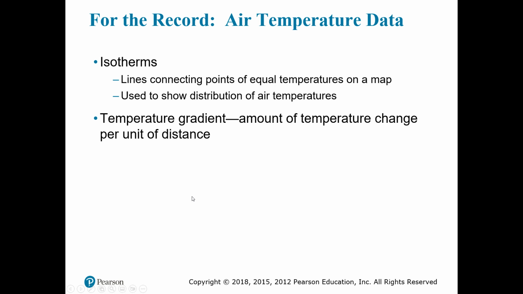An isotherm is a line on a map that connects all the different locations that have the same temperature. So we'll see in the next slide how that's helpful in determining what the temperature distributions are like, but also this temperature gradient. So how fast the temperature is changing over a given distance.